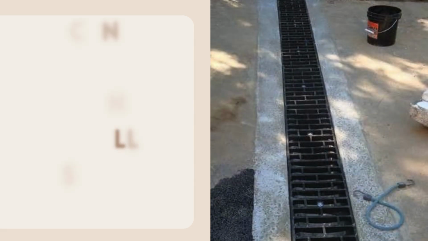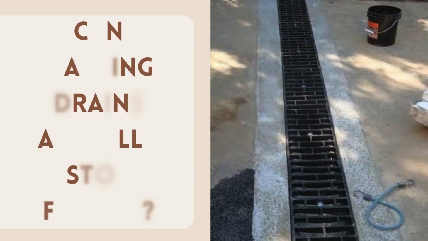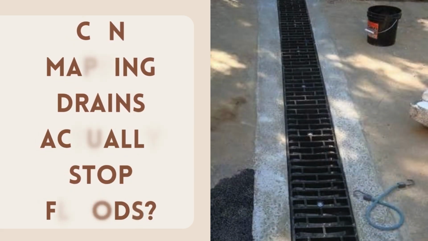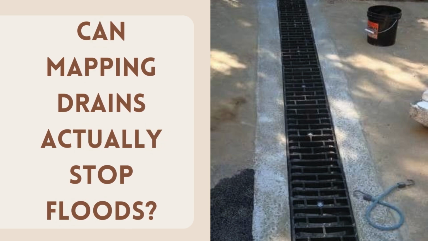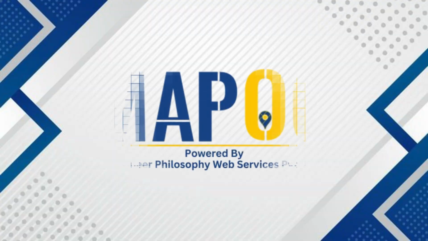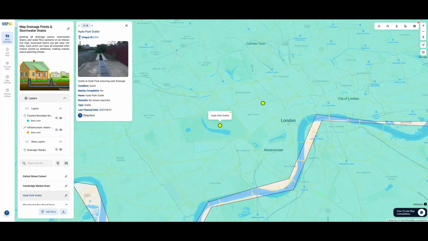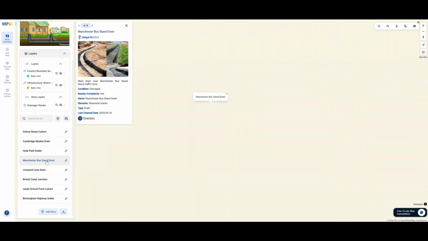What if mapping drains could do more than just show lines on a map? What if it could actually prevent flooding before it happens? In this quick walkthrough, we'll show you how to use MAPOG to map drainage points, inspect pipelines, and keep your city flood ready.